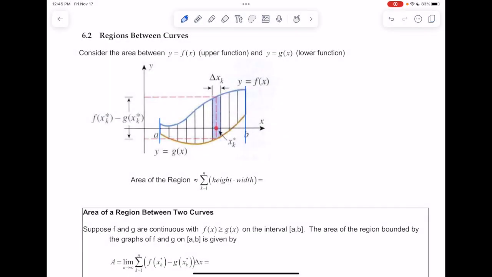Section 6.2, Regions Between Curves. In Chapter 5, we looked at the area that was underneath a curve and the area bounded between a curve and the x-axis. Now we're going to look at the area that is trapped between two functions.